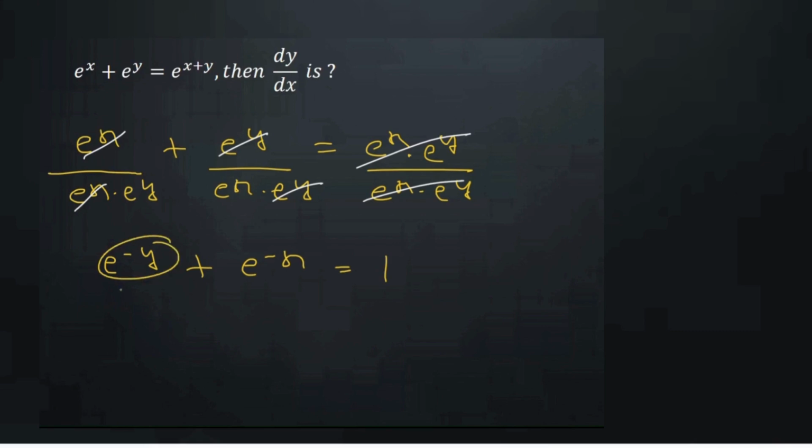So on differentiating this with respect to x, this will give you e raised to the power negative y, and by chain rule it will be minus times dy over dx. Now for the other part, this should give you what? e raised to the power negative x, and for negative x the chain rule gives minus 1. That's why I placed a minus here, which is equal to 0.